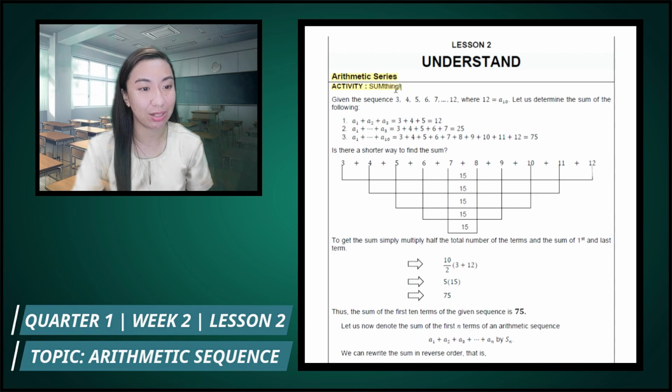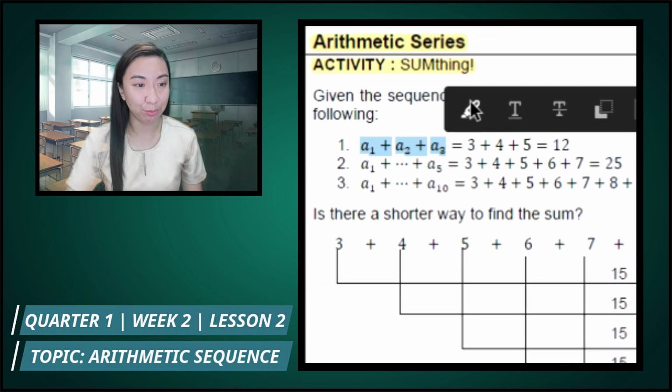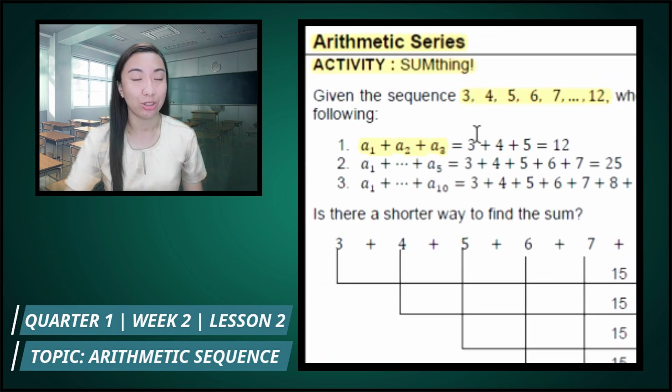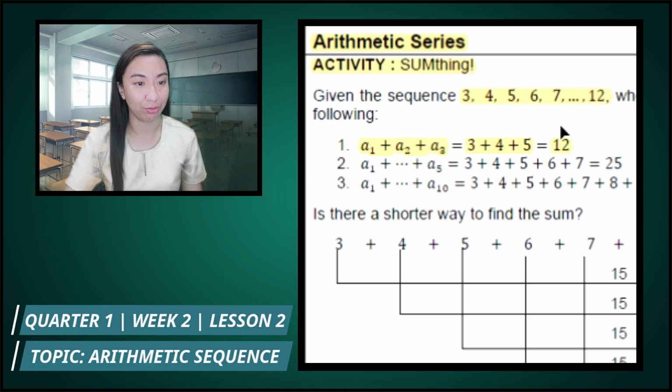Given the sequence 3, 4, 5, 6, 7, and so on until 12, where 12 is equal to a sub 10, or 12 is the 10th term, let us determine the sum of the following. Number 1, a sub 1 plus a sub 2 plus a sub 3. Substituting the 3 terms from the given arithmetic sequence, we get 3 plus 4 plus 5, which is equivalent to 12.